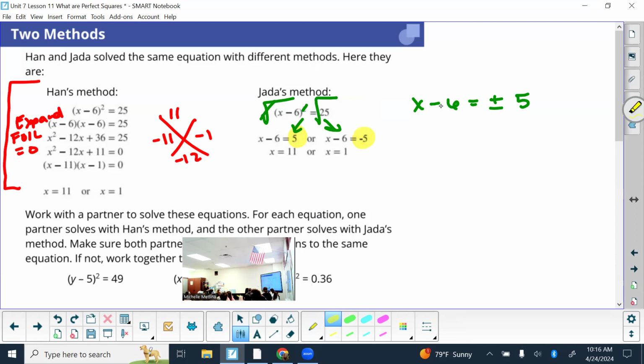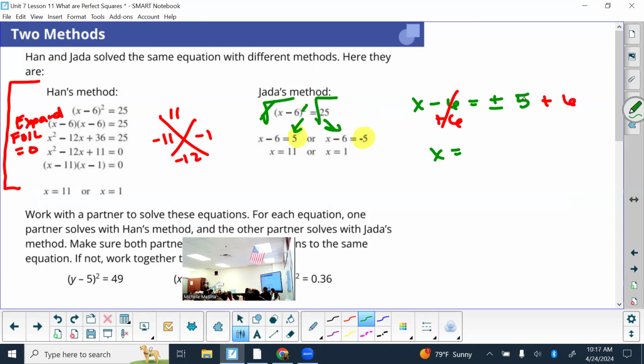What's opposite of minusing 6? And whatever you do on one side. And she separated it completely out. You could do that if that's easier for you. I just remember the plus and minus sign, I just have to do it twice.